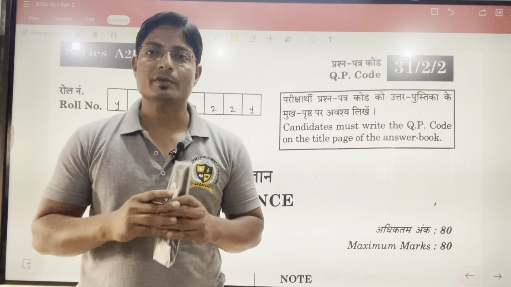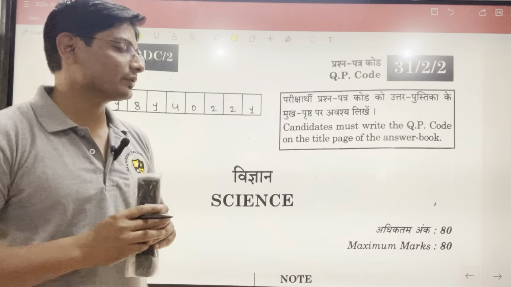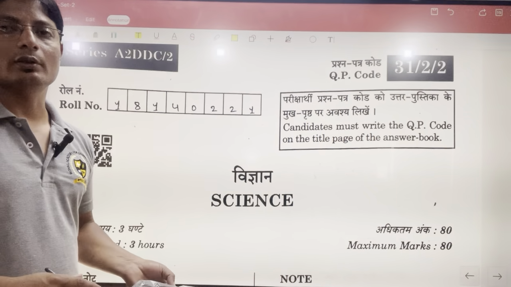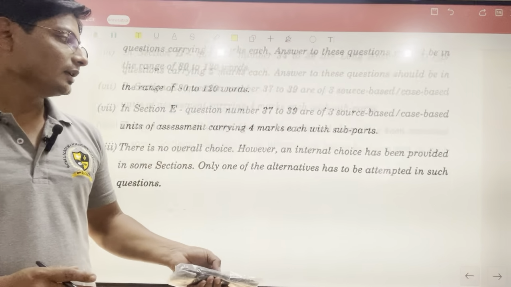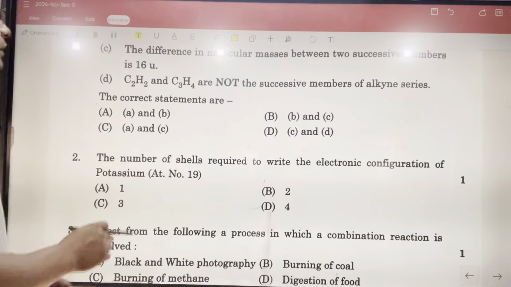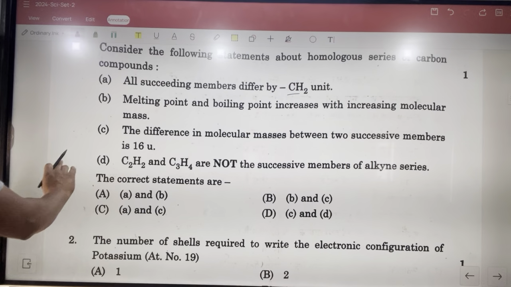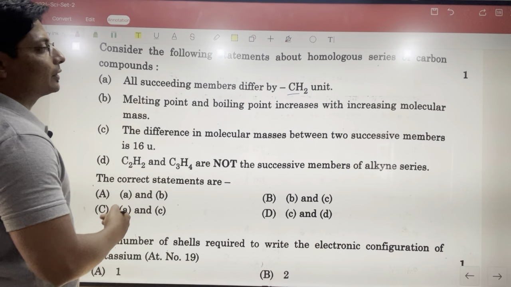So finally science exam is over and today I have with me set 2 of science question paper. Let us try to solve this question paper and see how you could have selected the correct options. So here the first question is given with regards to homologous series, which is from the hydrocarbons.